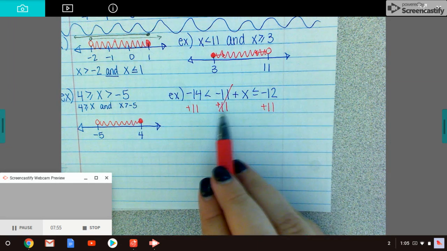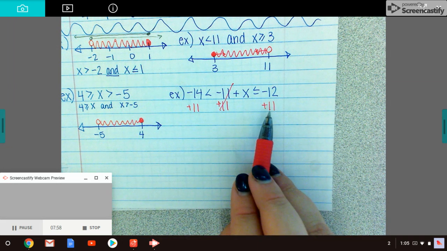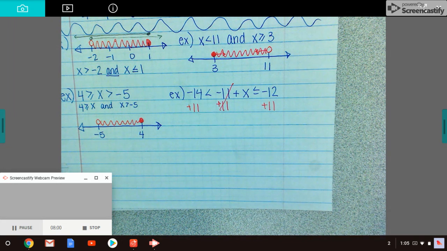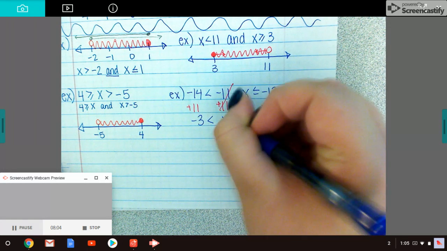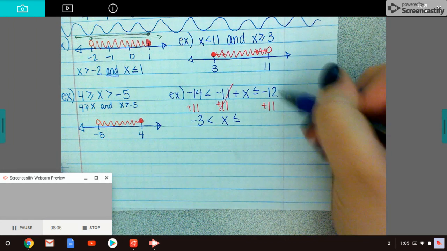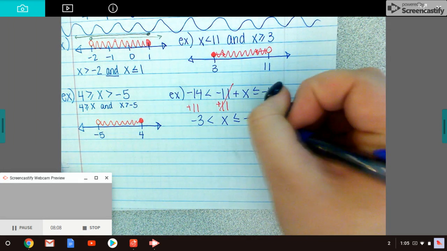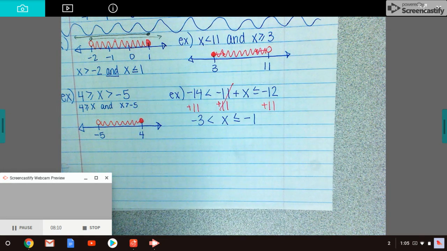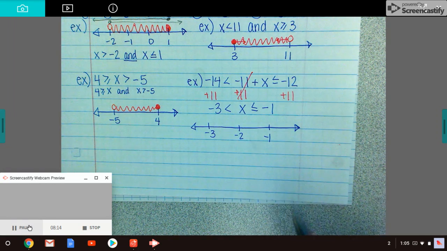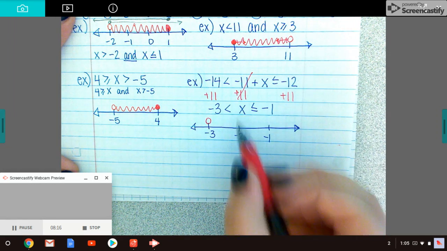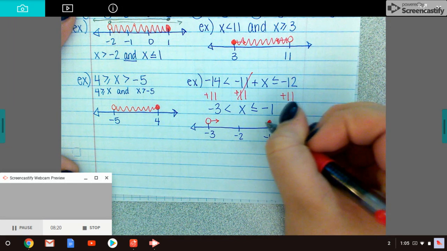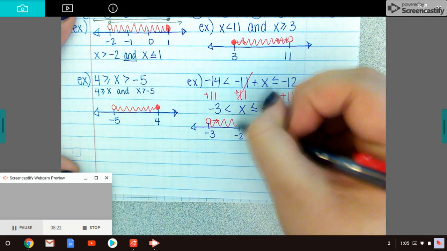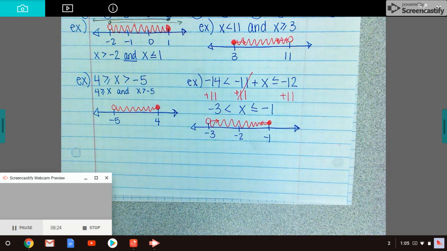So this one cancels, and then we'll just do some simplifying on both sides. So I've got -14 plus 11 is -3, and -12 plus 11 is -1. So check how I did that, and then let's plot it. All right, so on this one, I'm going to have an open dot at -3, and I would have shaded to the right, and a closed dot at -1, and I would have shaded to the left. So again, I'm inclusive between those two.